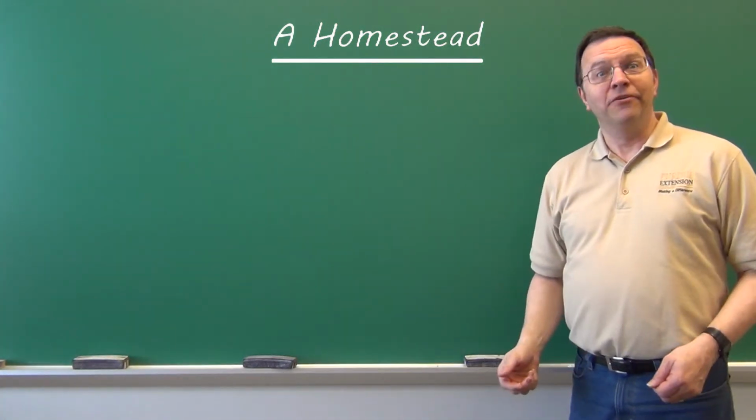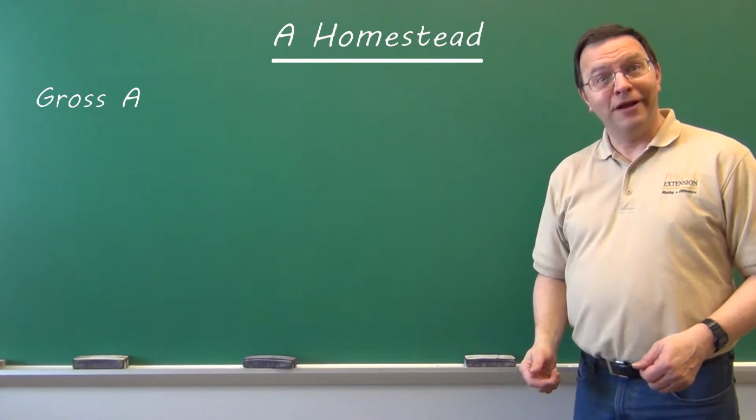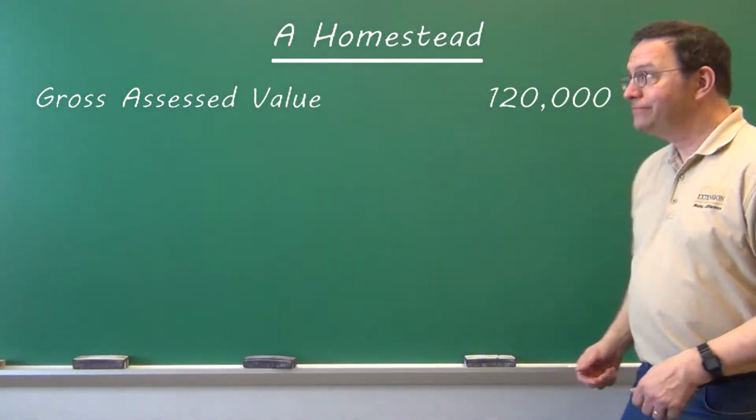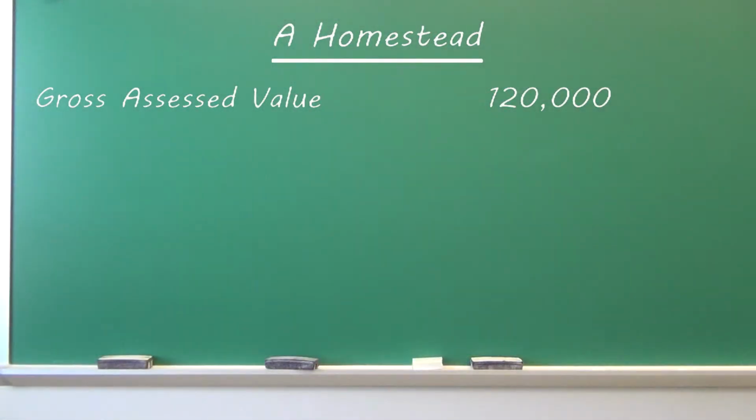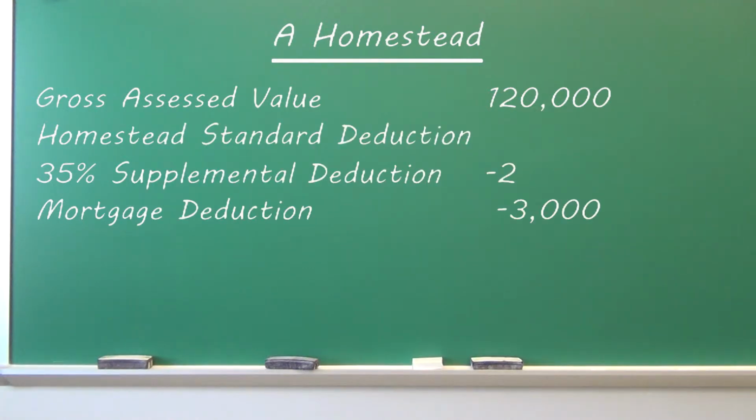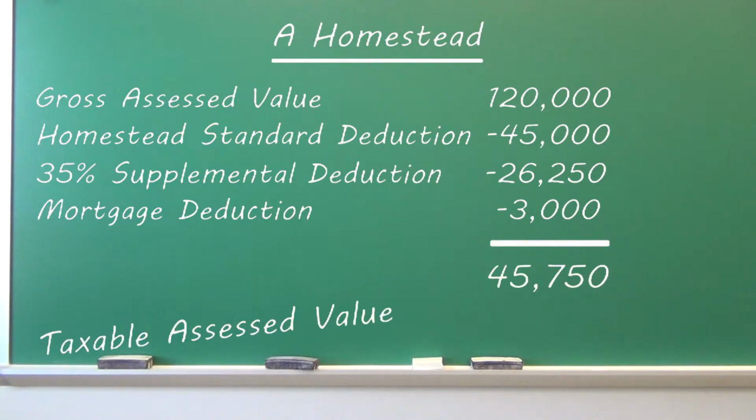Let's suppose the homestead has a gross assessed value of $120,000. That's the county assessor's estimate of the market value of the house, and it's a pretty typical value in Indiana. Since this is a homestead, the homeowner qualifies for several deductions. We cover them in the assessed value video, and what's left over is taxable assessed value of $45,750. Now let's figure the taxes on this homestead.